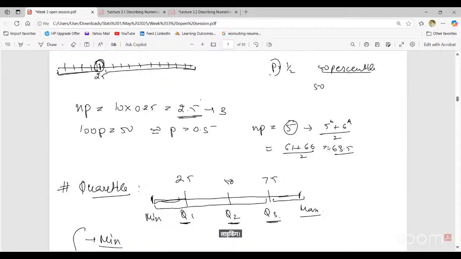The maximum and minimum we have no need to calculate, right? Maximum is only the maximum value of the data. Minimum is the minimum value of the data. There is no calculation in finding that. The data is already provided.